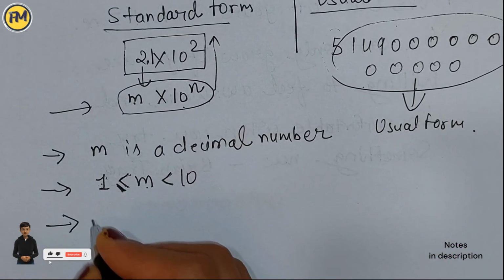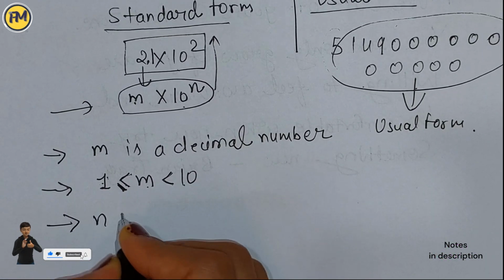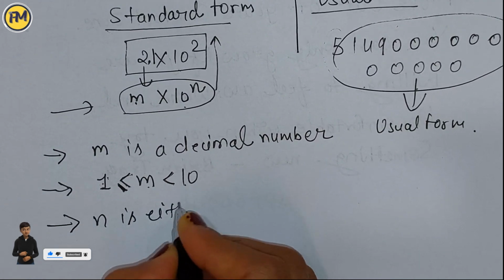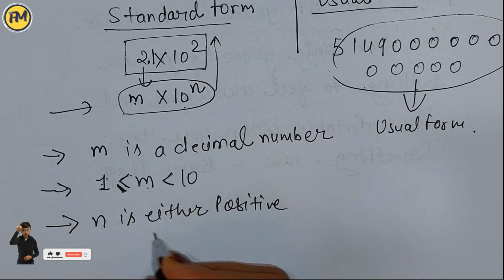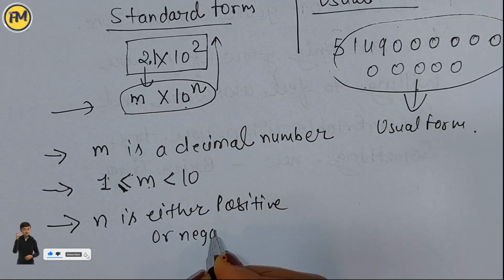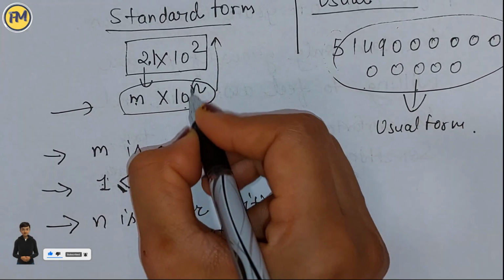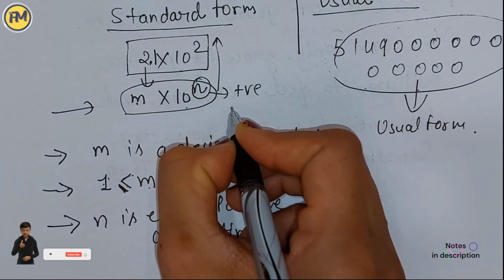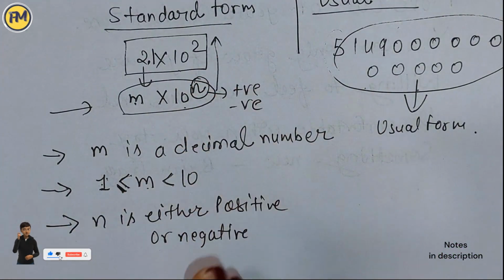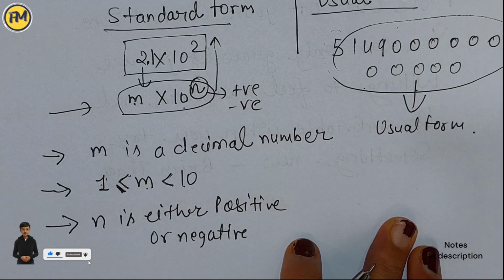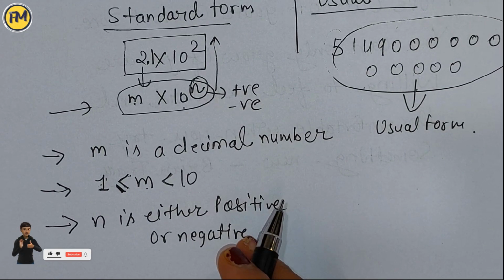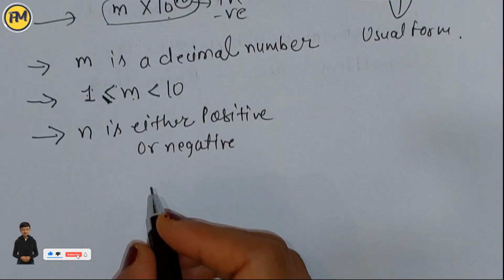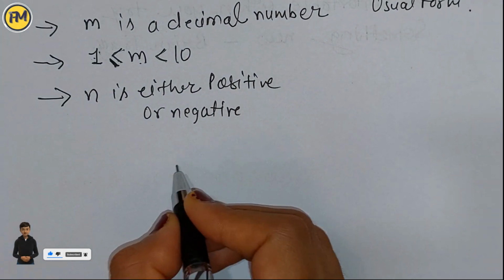And the third condition is that n is either positive or negative. So this n can be positive or negative. The power can be positive or negative. Okay, so now this is the condition. I'll give you one example here.